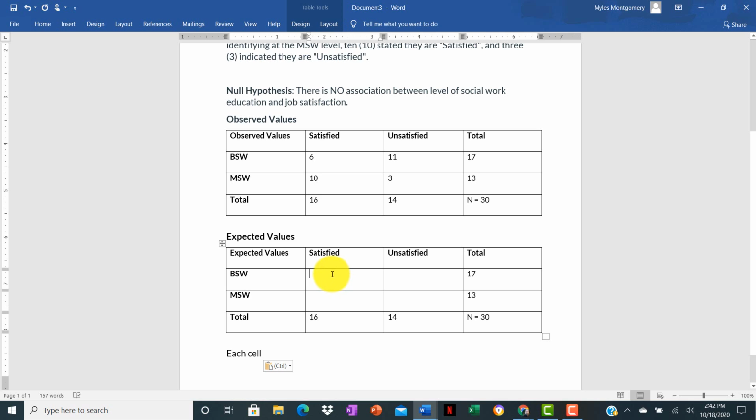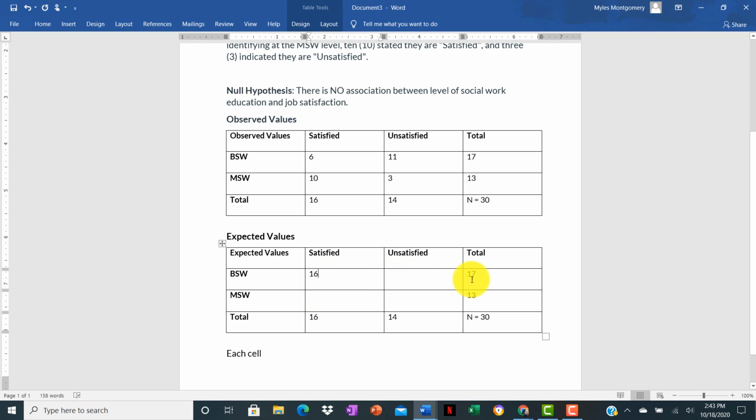So if you want to find the expected value for any cell, you first need to multiply the values of the totals at the edges. What does that mean? Well, you can see this cell right here is at the intersection of BSW and satisfied. That's where we're at right there. If we're looking for the expected value for this cell, the first thing we want to do is go down and find this value. It's 16. So I'm going to write 16 right here.